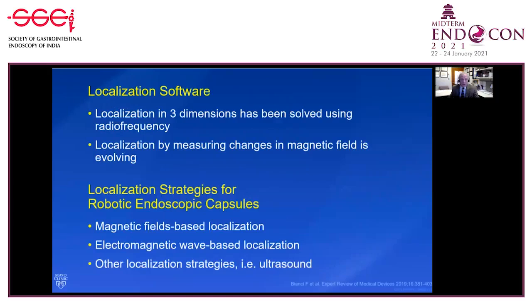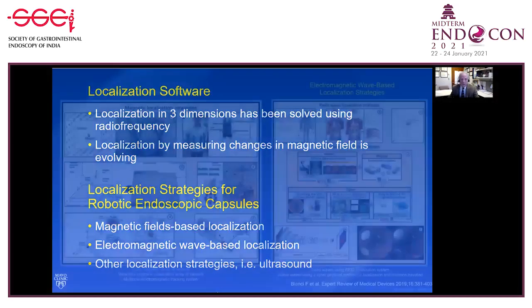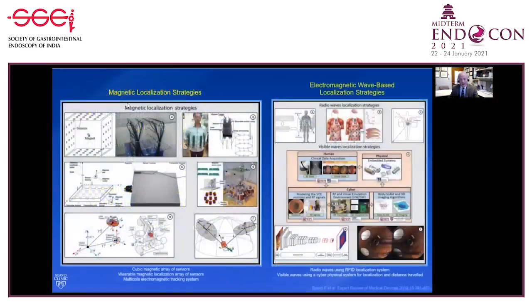We have localization in 3 dimensions has been solved using radio frequency, but a lot is happening regarding localization using magnetic fields. And in terms of strategies, if you want to understand it, the options are magnetic field-based localization, electromagnetic wave-based localization, and then there are other strategies. But this just gives you an idea of the area. Most of this is still being tested outside the human body.